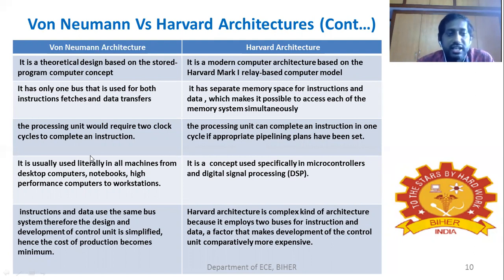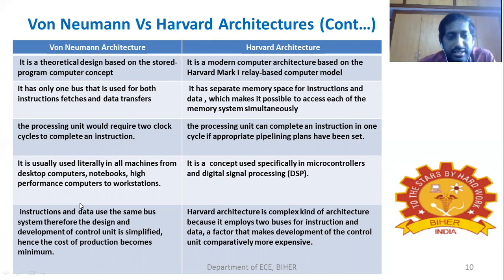Von Neumann architecture is usually used in desktop computers, notebooks, high performance computers and workstations. So it is general purpose. Higher end processors prefer Harvard architecture. Those are higher end processors used for digital signal processing, which processes real-time speech signals, images and everything. These are real-time signals, and this prefers a Harvard architecture.